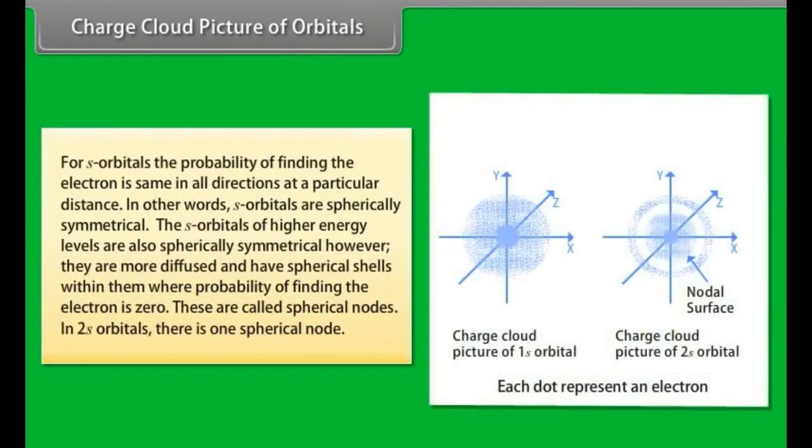Charge cloud picture of orbitals. For s orbitals, the probability of finding the electron is the same in all directions at a particular distance. In other words, s orbitals are spherically symmetrical. The s orbitals of higher energy levels are also spherically symmetrical; however, they are more diffused and have spherical shells within them where the probability of finding the electron is zero. These are called spherical nodes. In 2s orbitals, there is one spherical node.